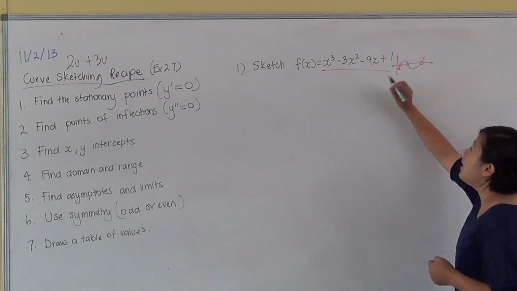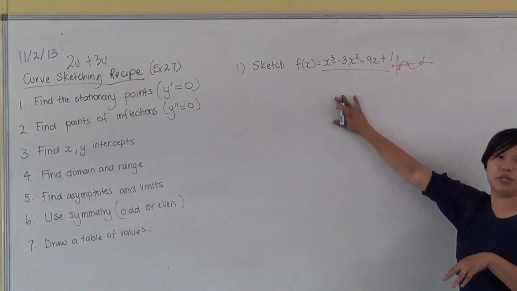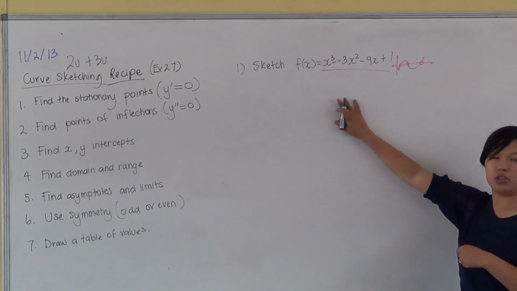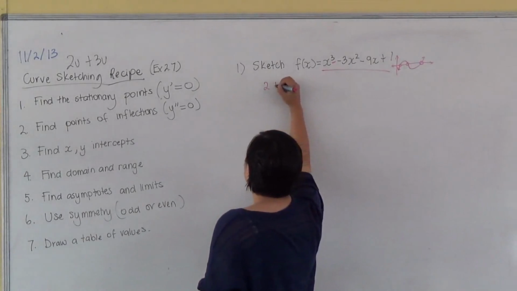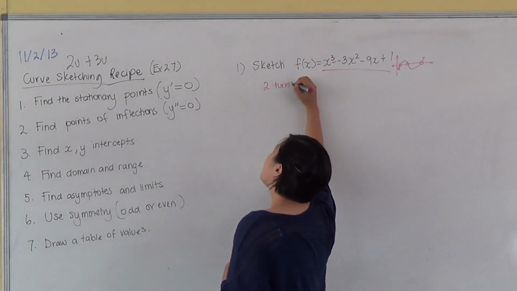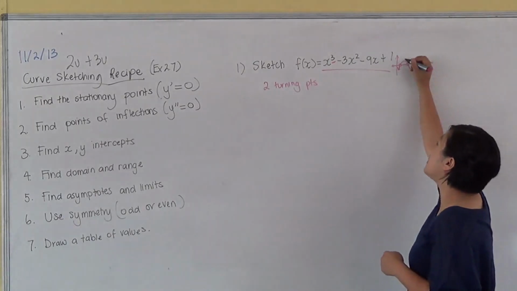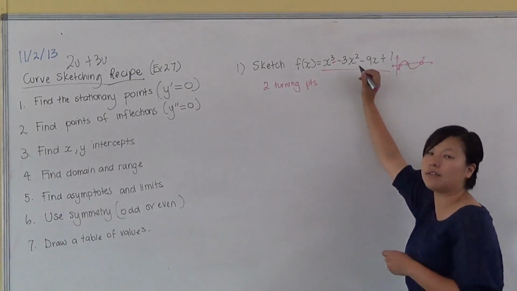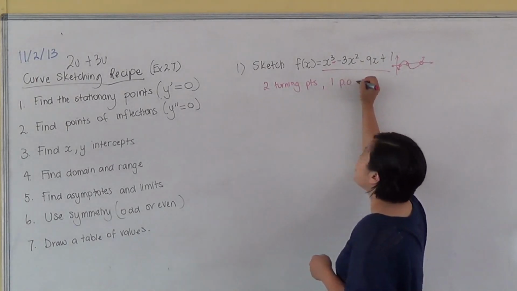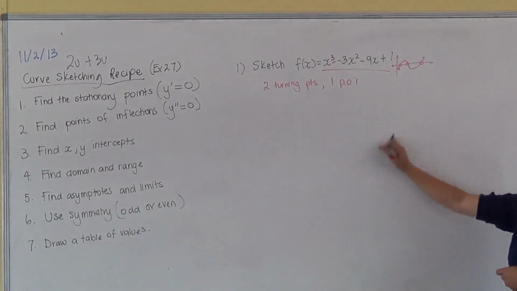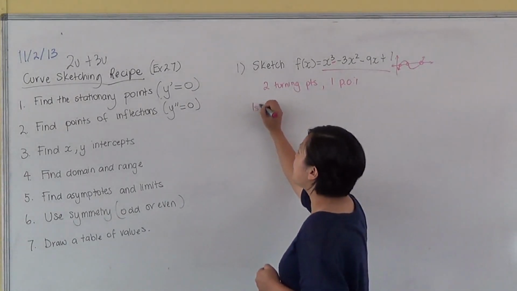It's a cubic graph, it has a power of 3, so how many turning points do you reckon? 2? So that's what we're looking for, 2 turning points. What about points of inflection? 2 turning points means there are 2 types of concavity, so we should look for about 1 point of inflection. So, first part is to find the stationary points.